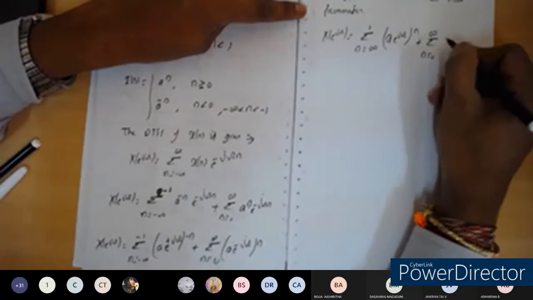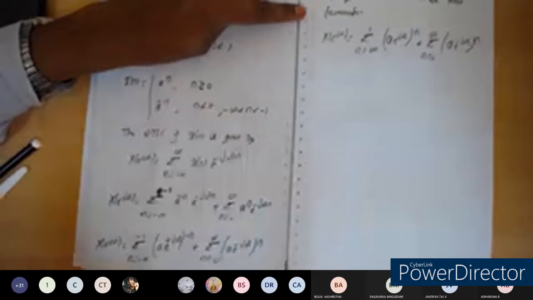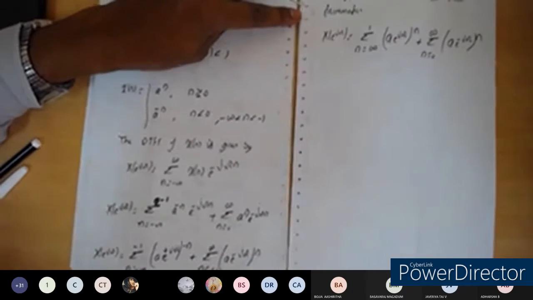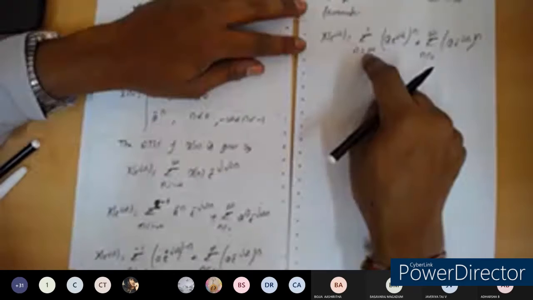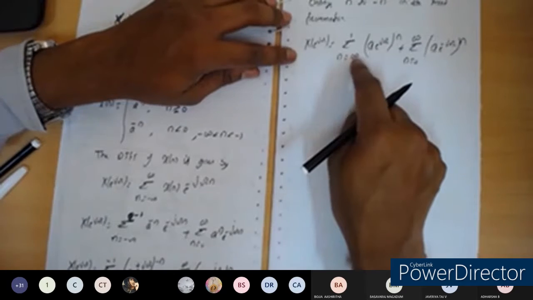n is equal to 0 to infinity a e to the power of minus j omega all to the power of n. Okay, so now we can interchange the order of the limits of the summation, because the summation limits can be taken in any order. That's why we can interchange this one.